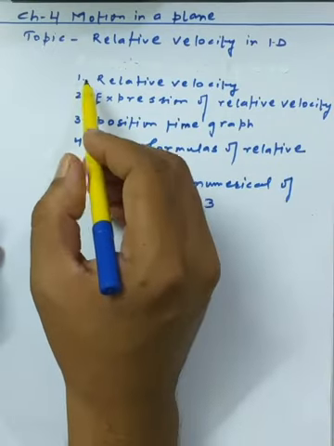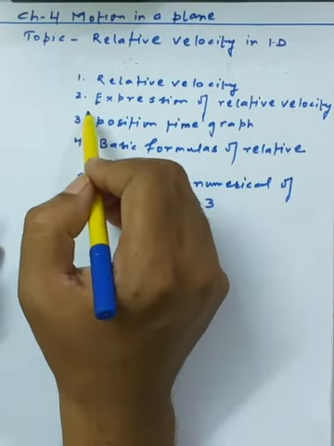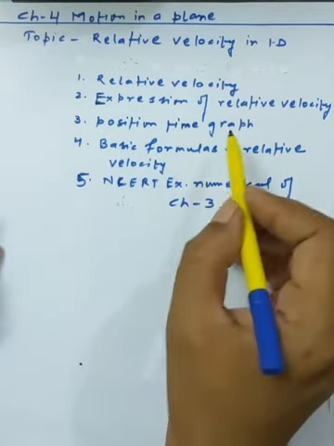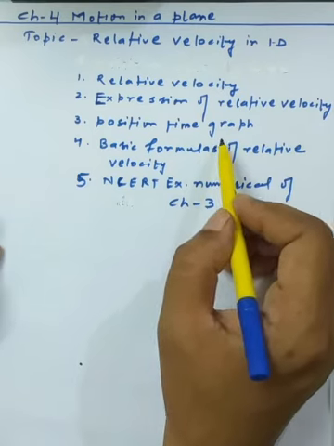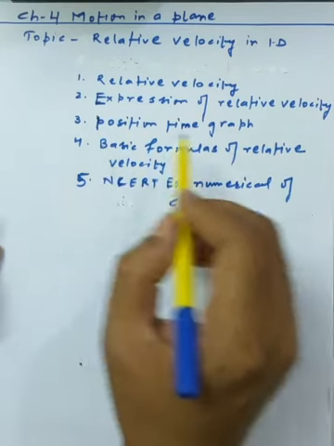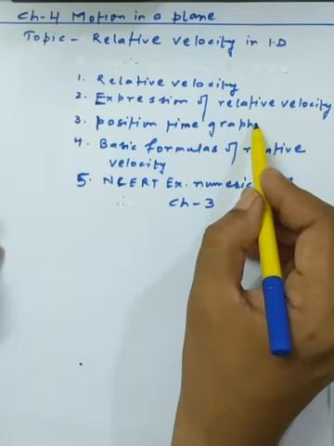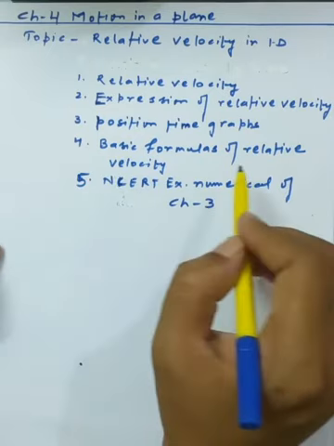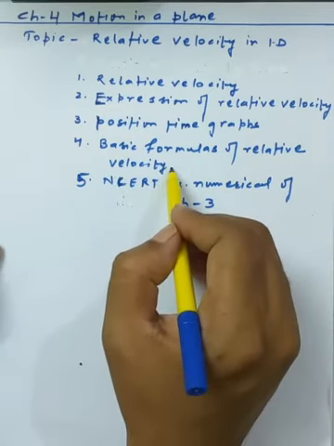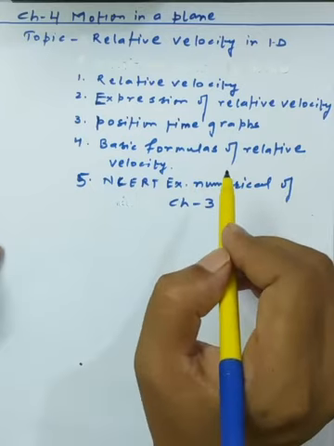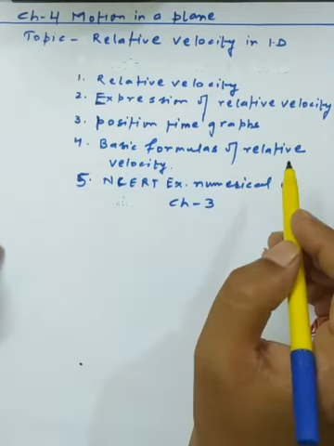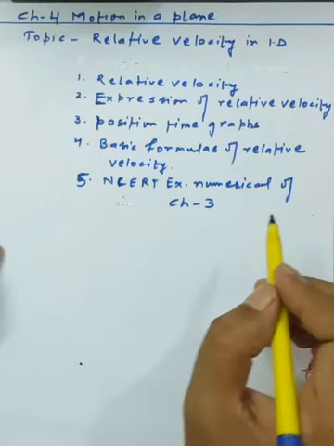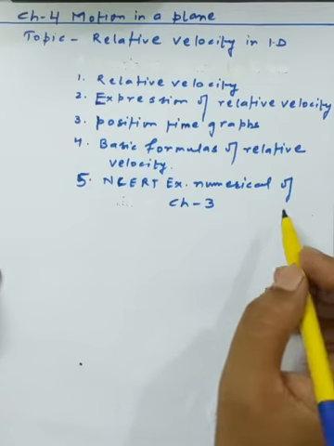First, what is the basic definition of the relative velocity. Second, what is the mathematical expression or the method of deduction to find the relative velocity as two objects are moving in a straight line. Next, what are the position-time graphs regarding the relative velocity of the two objects. Then, what are the basic formulas of the relative velocity for objects moving relative to each other. After that we will discuss some basic numericals on the concept of relative velocity in one dimension. So one by one I am taking all the topics in front of you.